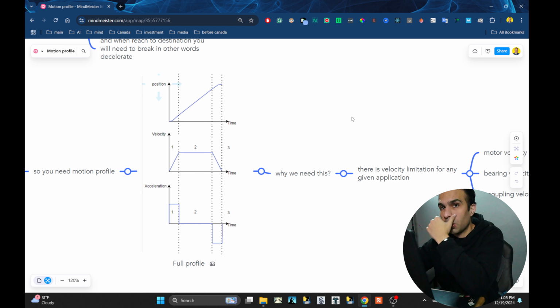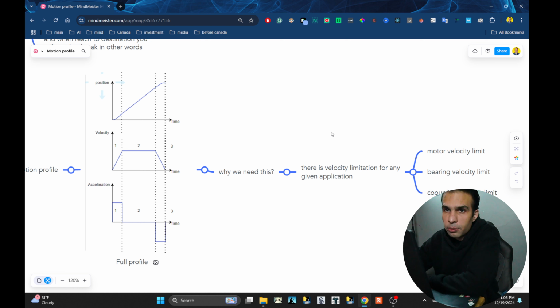Okay, so why do we need this in robotic applications? Exactly like when you're driving on a highway. When we do robotics, we also have limitations. On a highway you have limitations too, right? For example, you cannot go more than 120 kilometers per hour. So in robotic applications it is also like that.